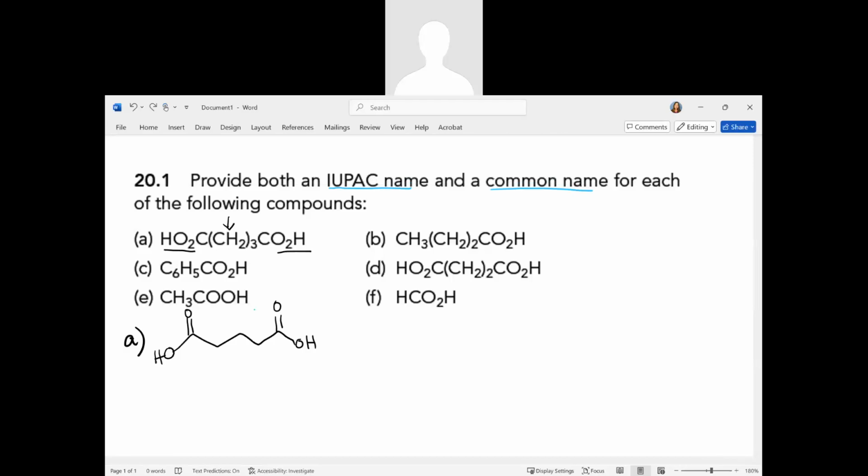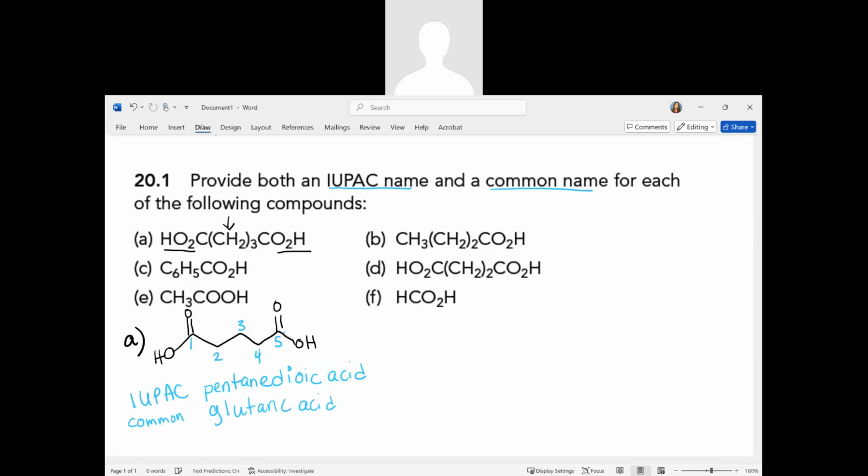And let's number our carbons here. So I have 1, 2, 3, 4, 5. So my parent is going to be a pentane. I have 2 carboxylic acids, so I'm going to call it a dioic acid. This is my IUPAC nomenclature, so pentanedioic acid. And then there is also a common name for this, where we have 5 carbons total in our chain with 2 carboxylic acid groups. We call this glutaric acid.